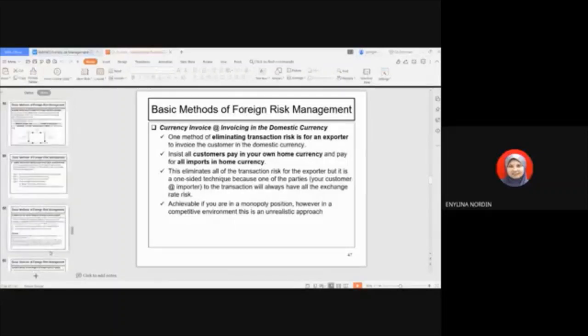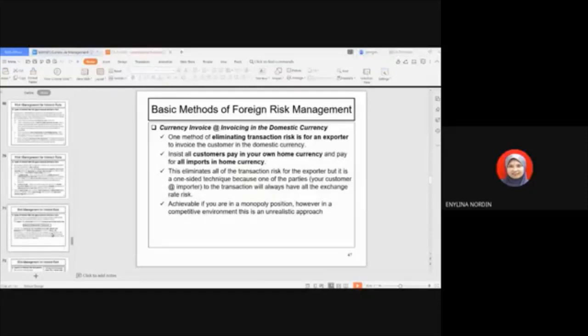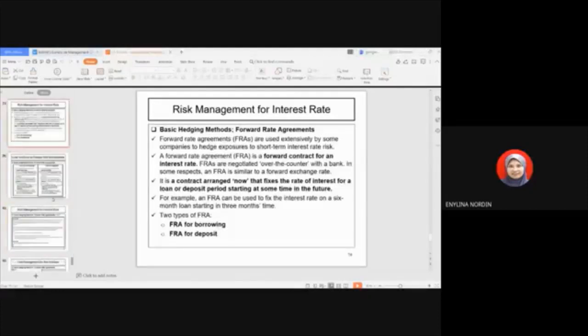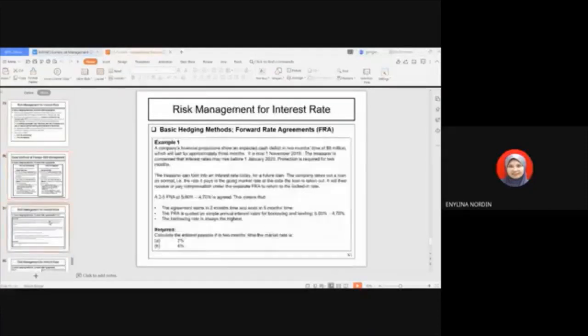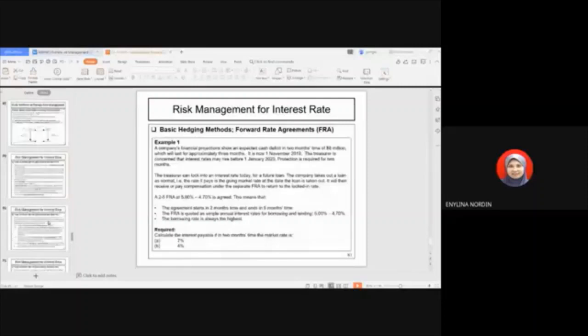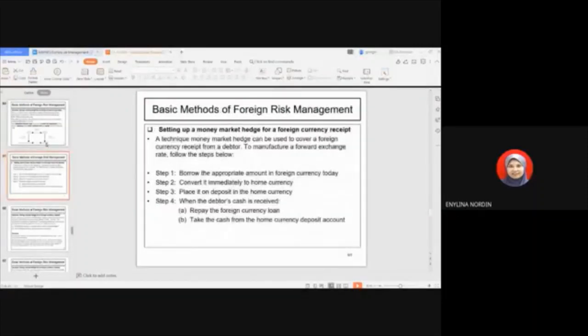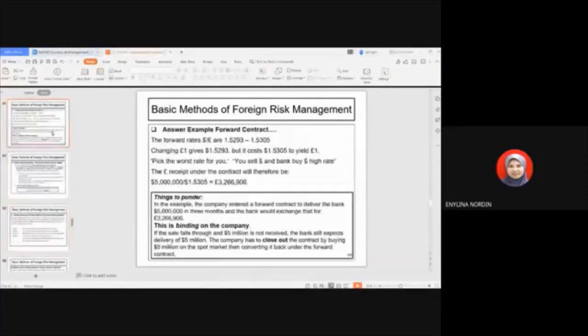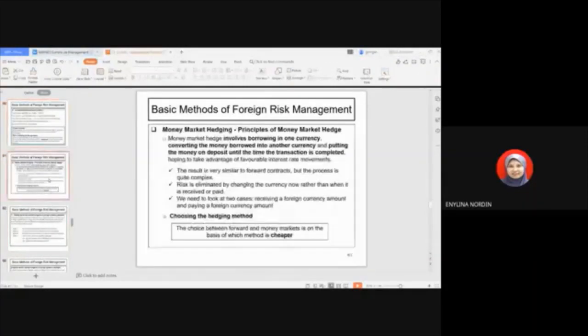Straight away we go to the slides that are relevant to MMH, which is money market hedging. Okay, so we need to know the basic principle of the money market hedge.